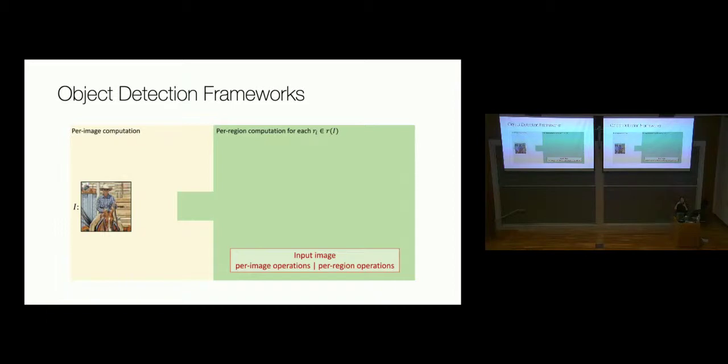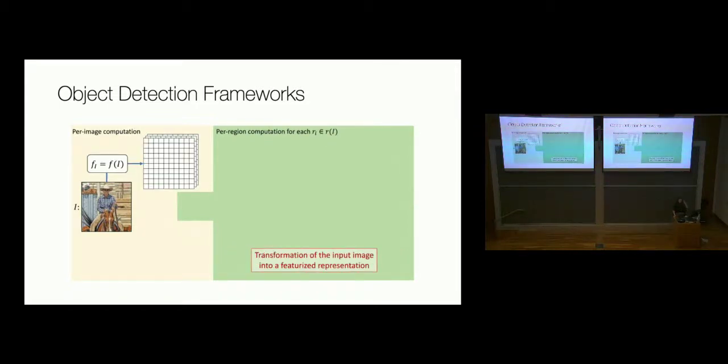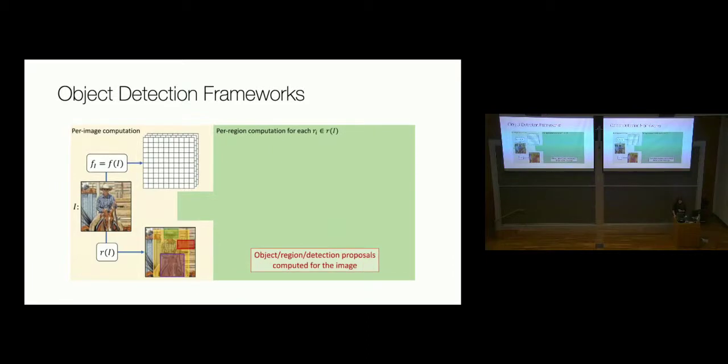The first one is a per-image computation. These are computations that happen at an image level, which are followed by computations that happen at a per-region level. Given an input image, we define a function which projects the image into a higher-dimensional feature space. At the same time, we also use a region proposal mechanism to extract candidates for all the objects in the image.